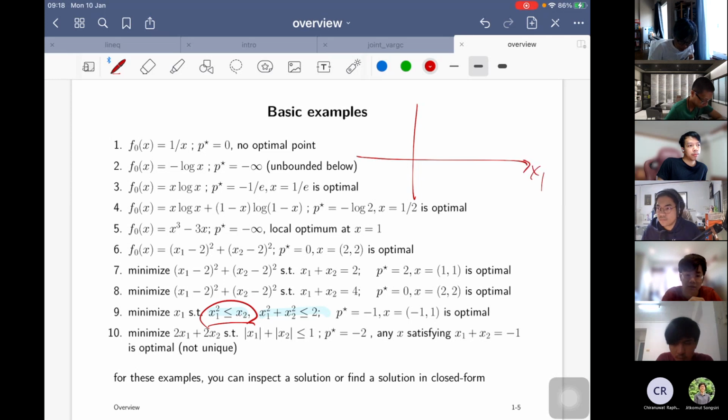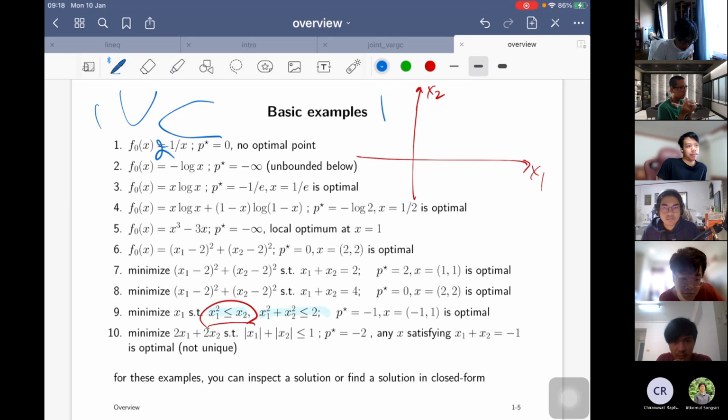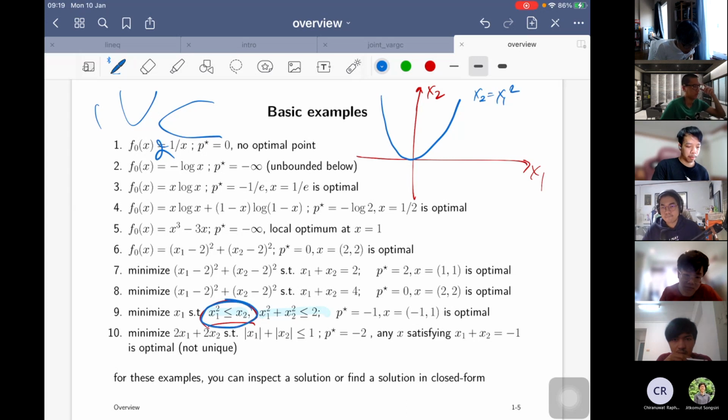It's a parabola curve. This or this? First or second one? The second one. The first one. The first one, okay. This is on the line. This is this equation, but this is when you have an inequality constraint, like you have an inequality sign.